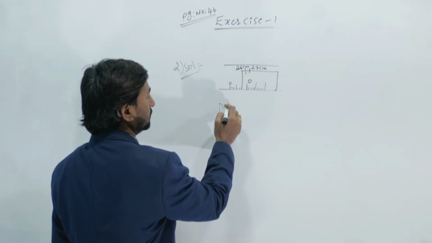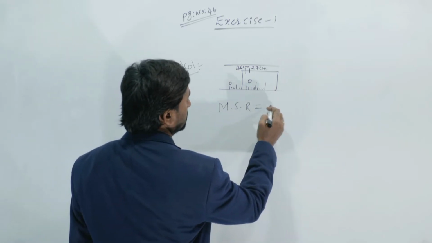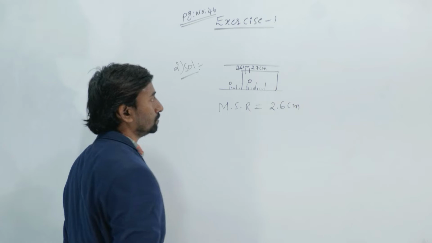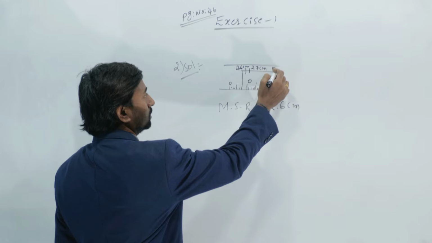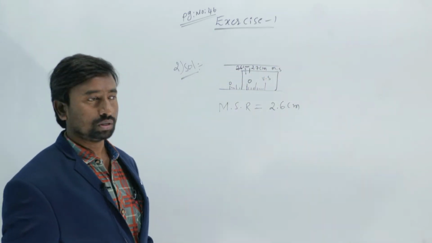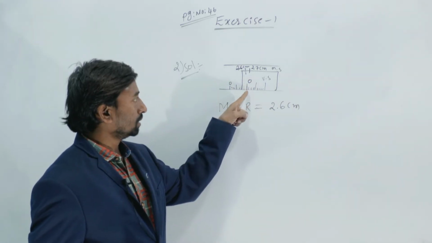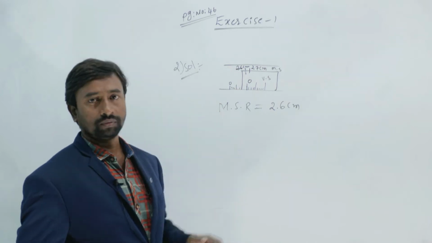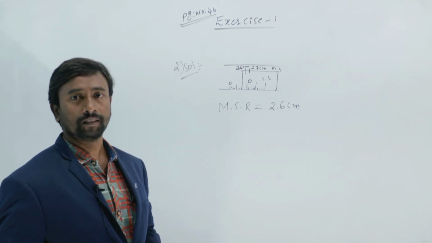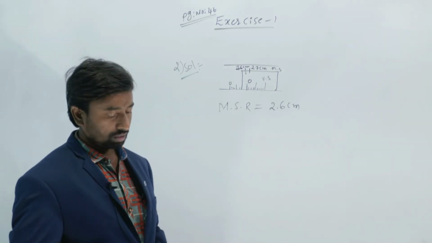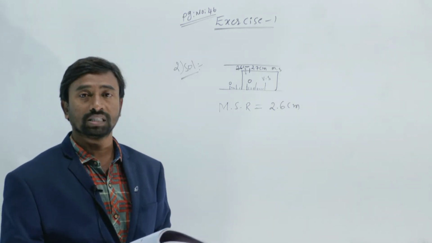So the MSR, the main scale reading, is equal to 2.6 centimeters. If the Vernier scale coincides with, suppose, 2.6, we can directly take 2.6. Suppose in between 2.6 and 2.7 there is no division, and the zero division of the Vernier scale is in between these two divisions, then we take the least division which we can see exactly. That least value is 2.6 centimeters. Okay. So here the options are given: 2.6 centimeters, 3.6 centimeters, 1 centimeter, and 2.7 centimeters. Okay.